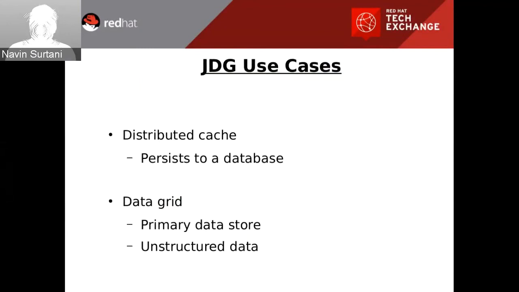and what needs to stay in memory. Also, it can be used as a distributed data grid, and that is where you use it as a primary data store, so you don't worry about your persistence, storing things to disk. The prime use for that is if you have unstructured data, so you can't really use a conventional database to hold your information.